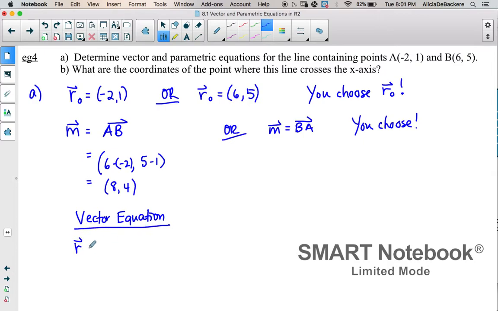So for my vector equation, I'm going to get r is equal to r naught. So I'm going to use the first one, but you could have used the second one, and you're also correct. And then I'm adding t times the direction vector. And again, somebody else might have a different direction vector. You could even do a scalar multiple of this. If it really bothers you that there's a value you can factor out here, you could use 2, 1. That's also a valid direction vector. And don't forget for your vector equation to tell me that the parameter you're using belongs to the set of real numbers.